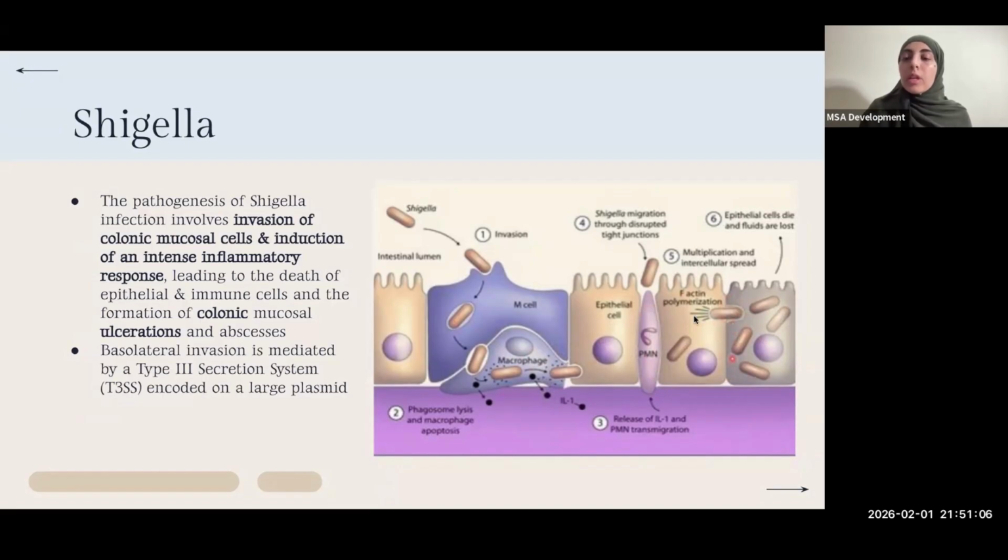And when that happens, now you've created another entry port for the bacteria to go. Okay, so it's going from one cell to the other, and it is going through the tight junctions which got destroyed. And as it's doing that, it's inducing so much inflammation, leading to all of the inflammatory diarrhea. Okay, and so inflammation, death of the epithelial cells, as well as ulcerations. So inflammatory, bloody diarrhea, and ulcerations.